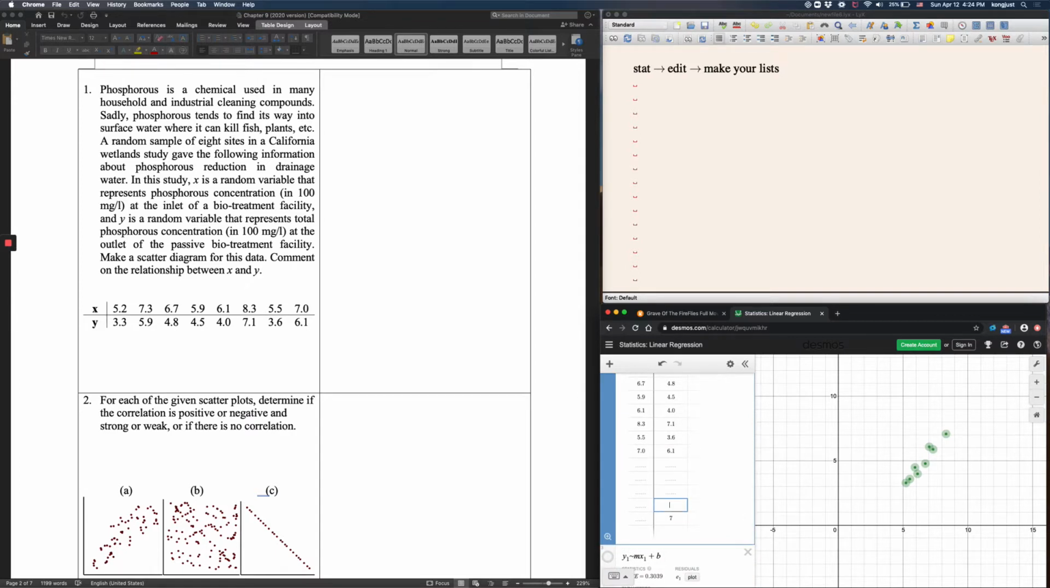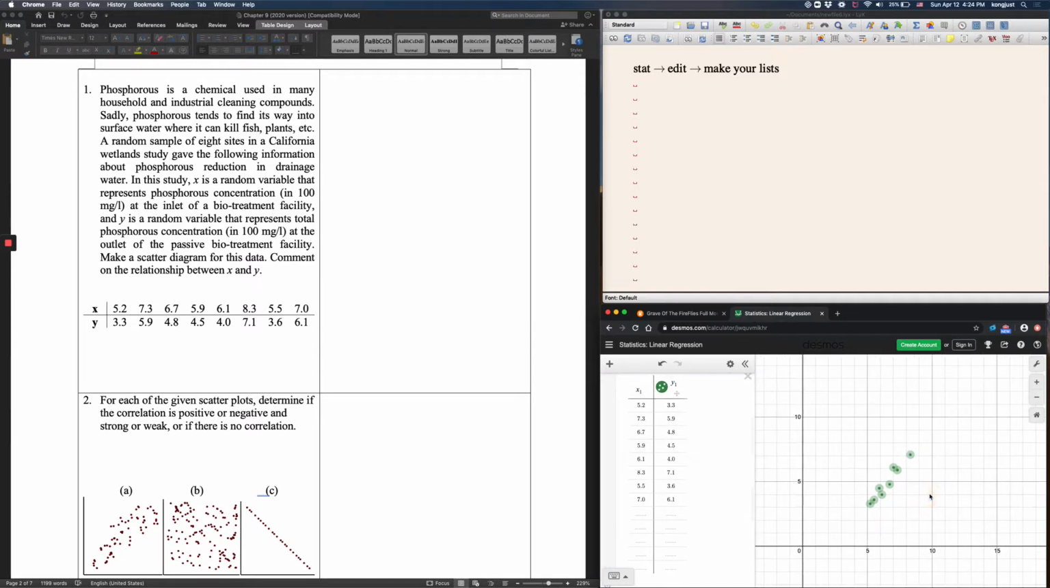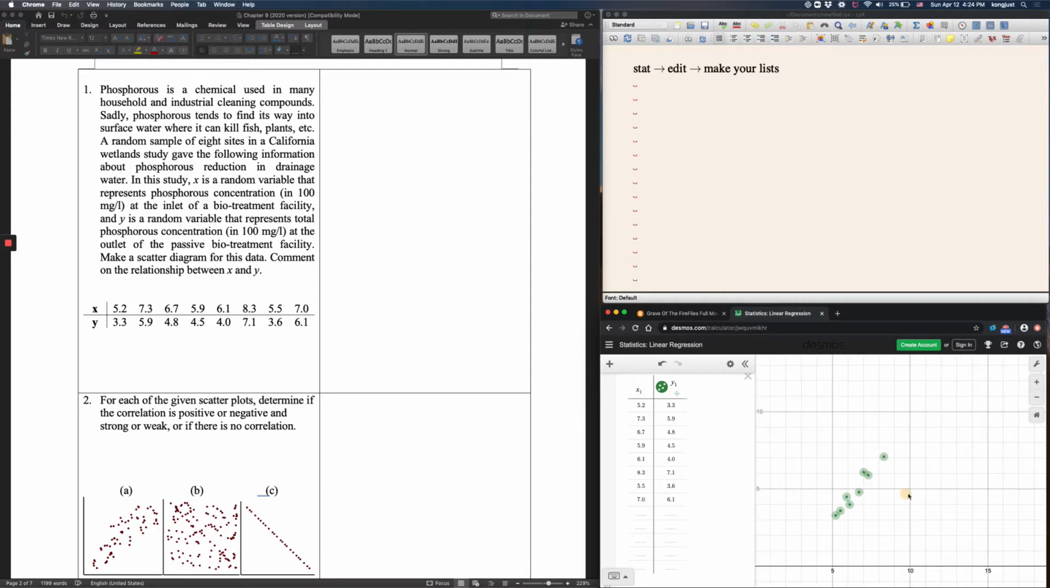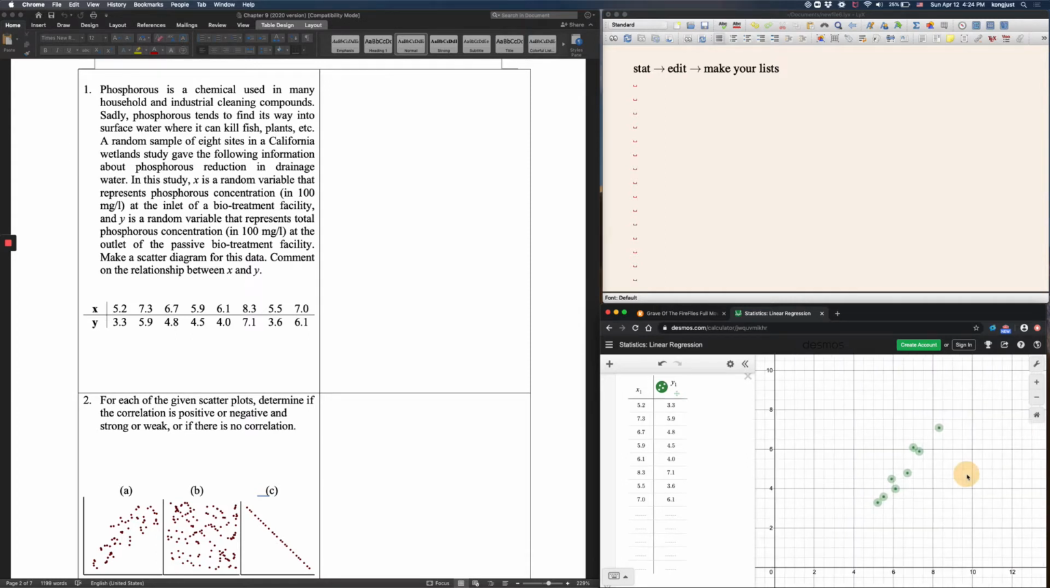Alright, so the cool thing is here we already have the scatter plot done for us. This is the scatter plot right here, this picture on the right. Let's zoom in a little bit. So again, the scatter plot is just the graph of these points, right? Here's for example 6.7 comma 4.8. Just picked a random one. That's this guy. The x coordinate here, y coordinate, and it's just plotted that point.